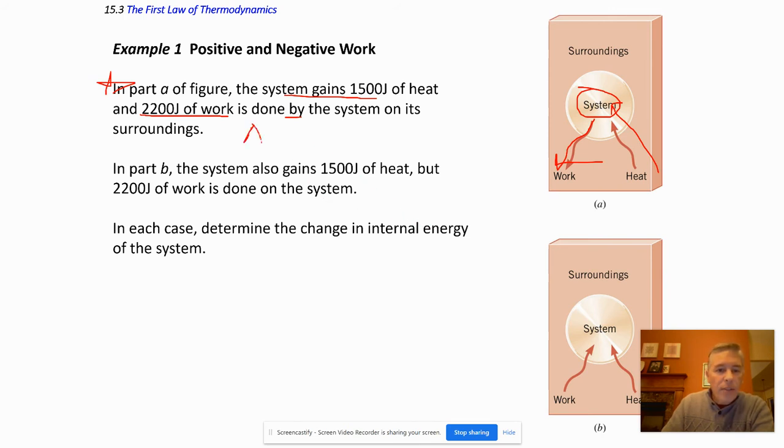So in part A, to figure out the change in internal energy, we know it's equal to Q minus W. But it's important what kind of W's and Q's we put in. If we are gaining heat, we put that in as positive. So that would be 1,500. So I put in my 1,500 here. But then the work is being done by the system, so it's doing work on the environment or on the surroundings. So that's going to be a positive work. So we have minus the 2,200.